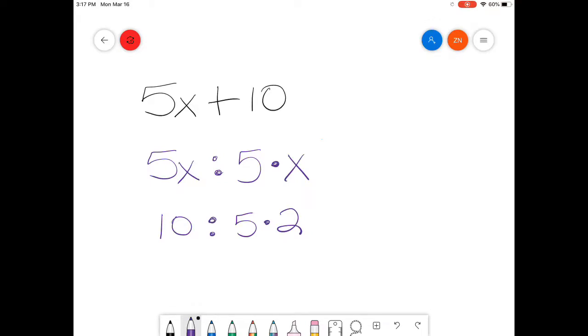That's how I could break apart my 10. If I'm taking a look, what they have in common is a 5. So the greatest common factor of 5x and 10 is 5. When we're factoring binomials, I want to take this largest amount, 5. It's divisible by both 5x and 10, so I can take it out of both terms.